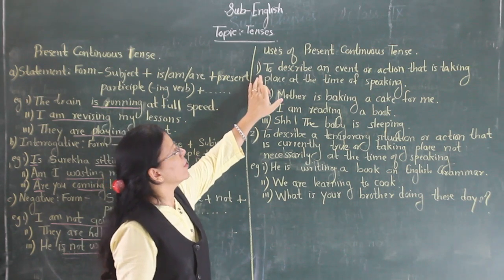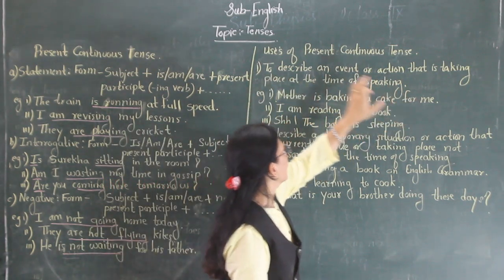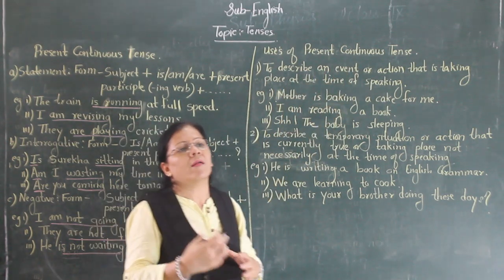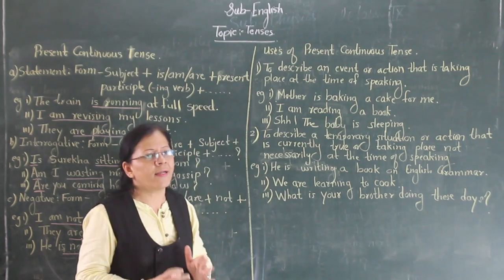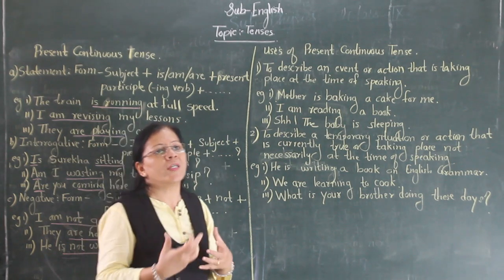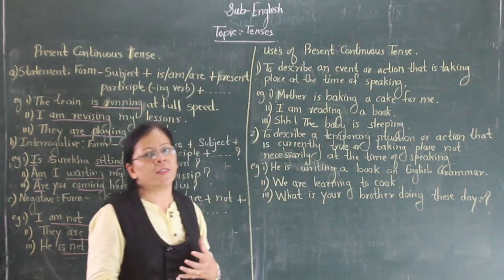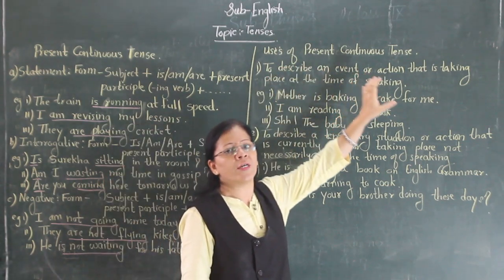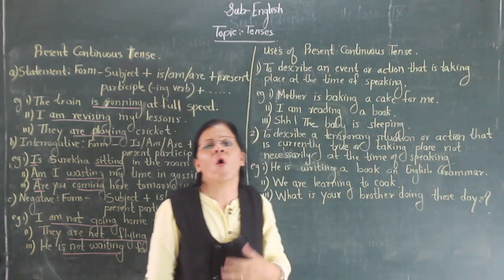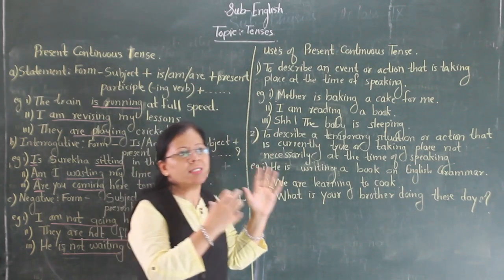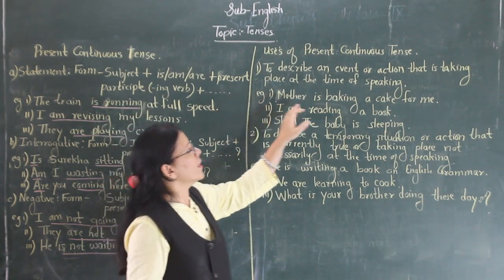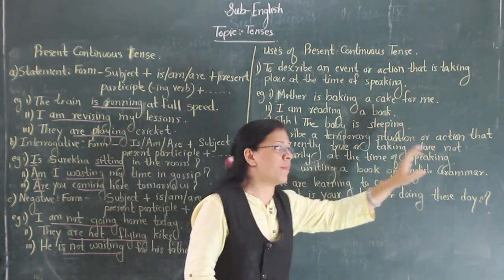So the first use is to describe an event or action that is taking place at the time of speaking. So when the person is speaking, at that time whatever events or actions take place, to describe those events or actions, we use present continuous tense. For example, mother is baking a cake for me. So this action is going on when I am speaking.